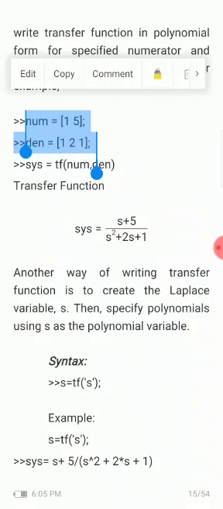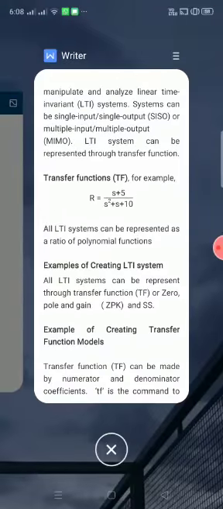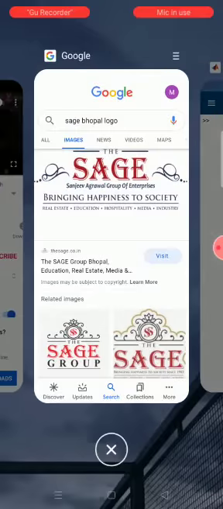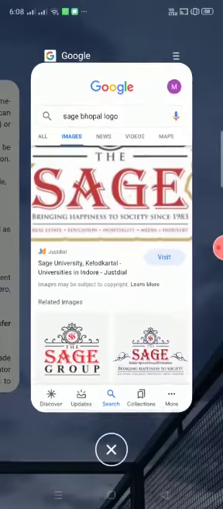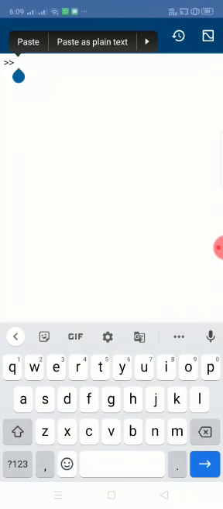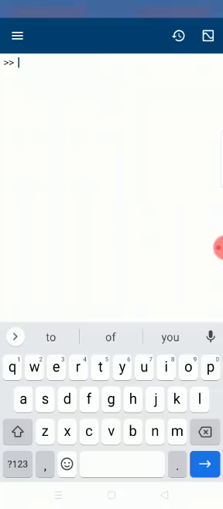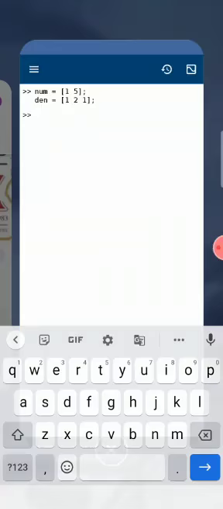So I am copying this command and writing it here on MATLAB and solving here. So you can see for the numerator polynomial coefficient NUM is written, and for the denominator polynomial coefficients DEN is written. Now this is evaluated.